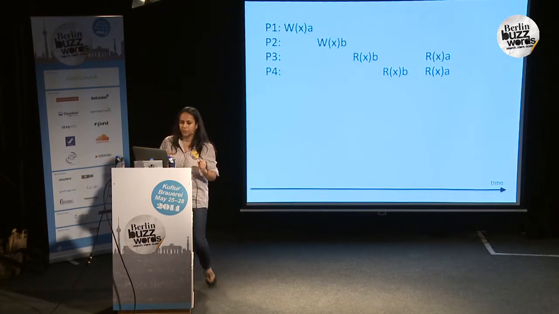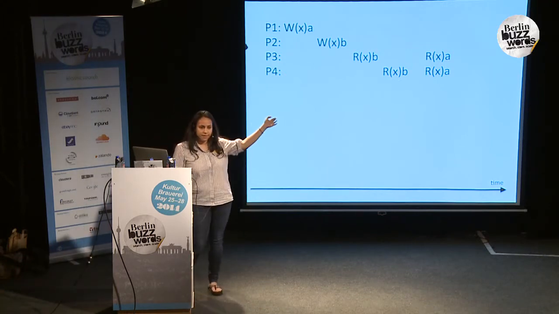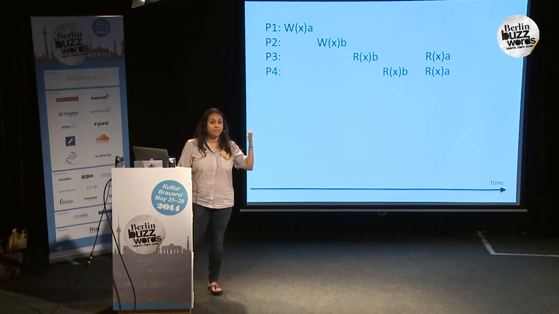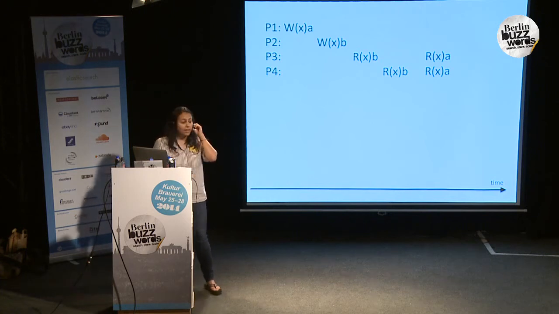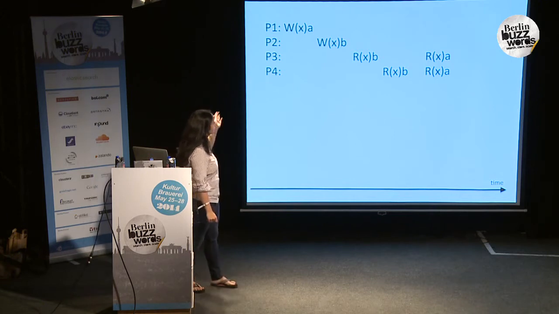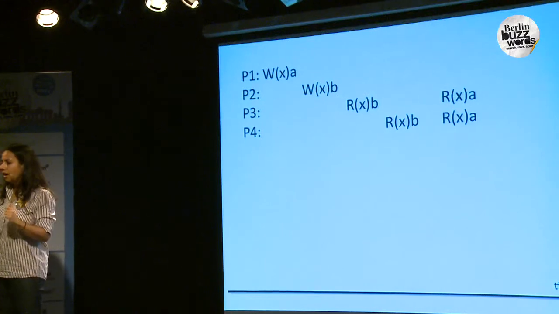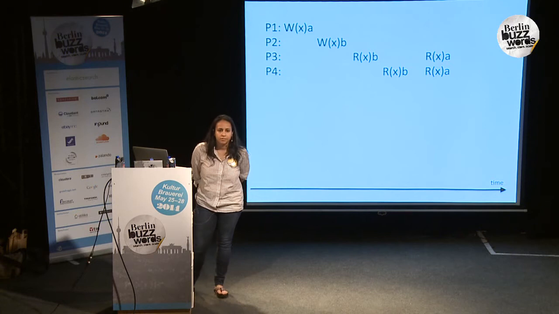And so here's an example. Here we have four processors, P1 through P4, and WXA means write the value A to X, and RXA means read the value A out of X. What's happening here is that P1 is writing X equals A, P2 is writing X equals B, P3 reads B and A, and then P4 reads B and A as well. Based on what I said, is this sequentially consistent? What do you guys think?